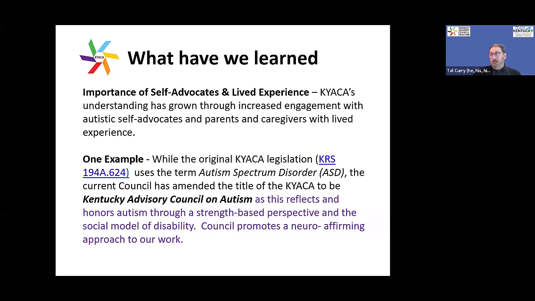So one example that we utilize is, even though the legislation indicates that we're the Kentucky Advisory Council on Autism Spectrum Disorder, or ASD, the current council has amended the title to be KYACA to just be Kentucky Advisory Council on Autism, as we believe this reflects and honors autism through a strength-based perspective and the social model of disability. And the council promotes a neuroaffirming approach to the work that we do.